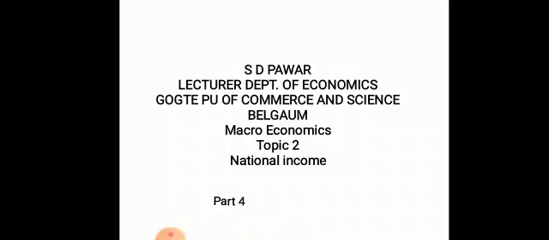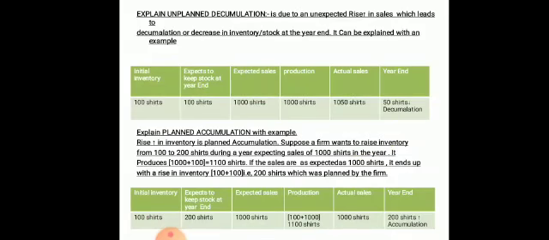Today we shall continue with the second topic, national income from macroeconomics, part 4. In the third part of the national income topic, we have studied what is accumulation and decumulation, and that accumulation and decumulation may be planned or unplanned. Then we studied what is unplanned accumulation in the third part. Today let's study what is unplanned decumulation.